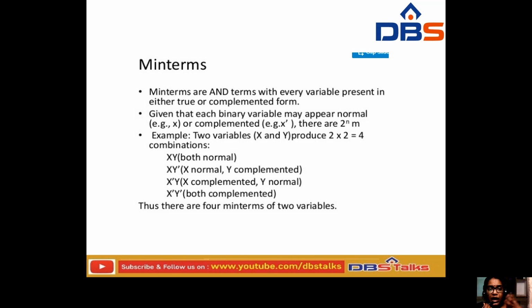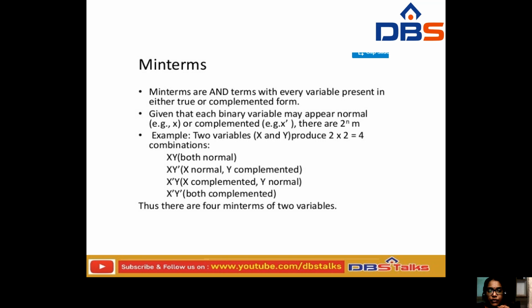These are the minterms, with every variable present in either true or complemented form. Given that each binary variable may appear normal or complemented, there are 2 power n minterms for n variables. Suppose the two variables x and y produce the output; it will become 2 into 2, that is 4. The number of possible combinations will also be 4.